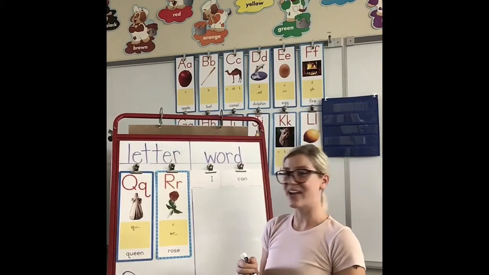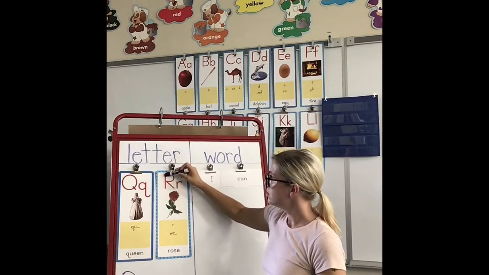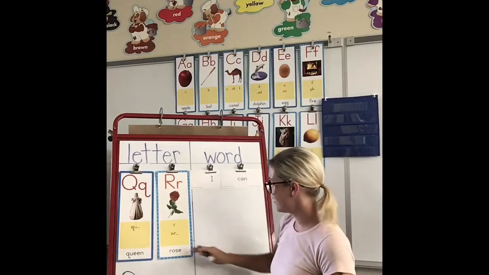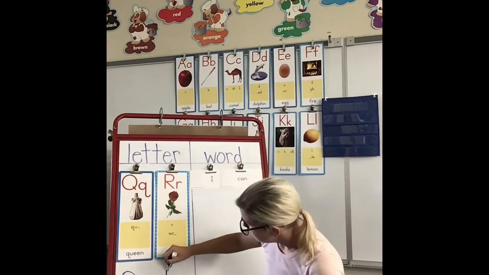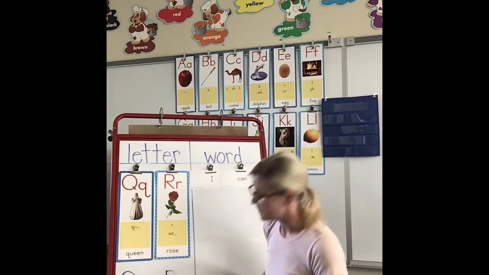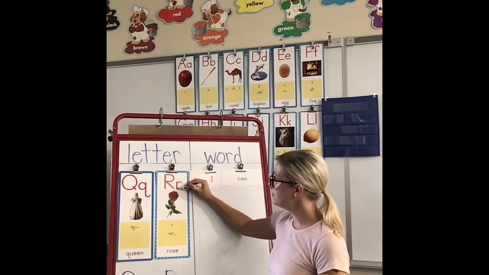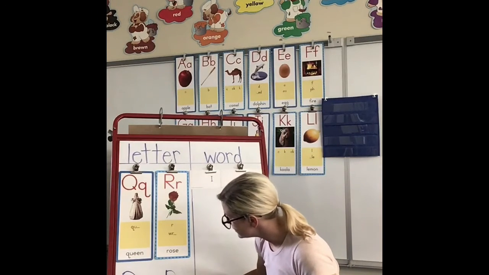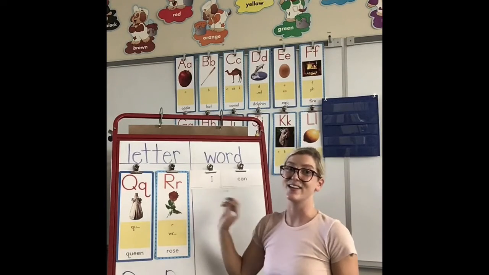Now let's write the letter R. Uppercase R goes down, around, and slant. Lowercase r goes down, and then a little line. We studied the letters Q and R.